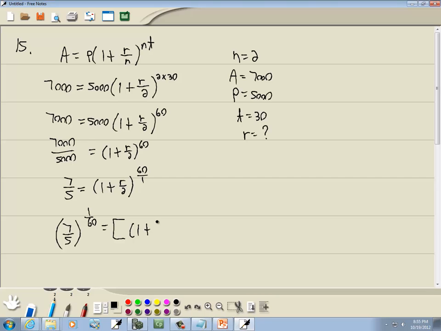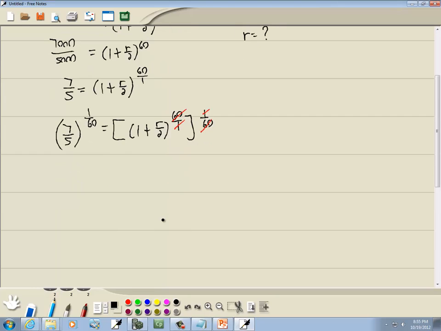And over here we'll do the same thing. There we go. So this is 60 over 1, and we're raising it to the 1 over 60 power. Now when you do that, these 60s will cancel. Of course, the 1's trivial, they go away anyway. And we got this. So we're going to have 7/5.